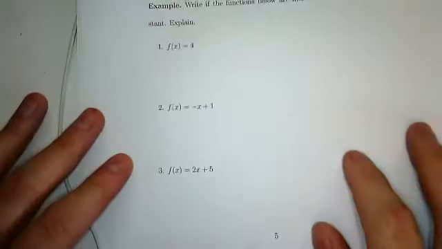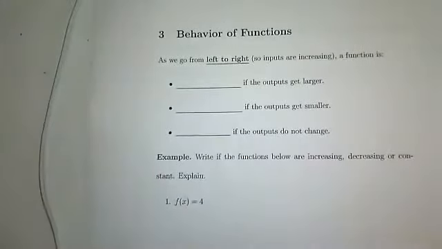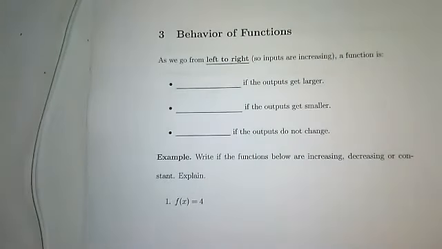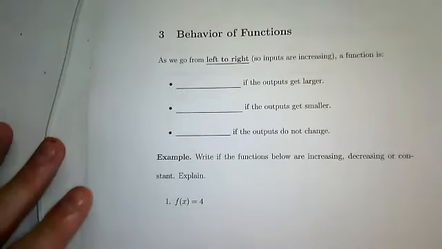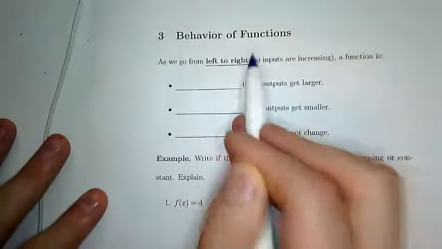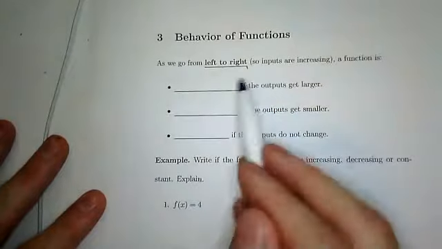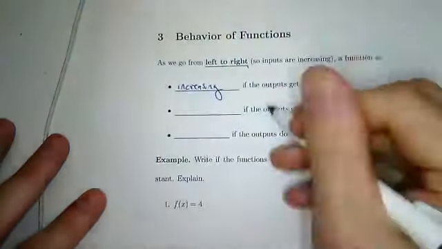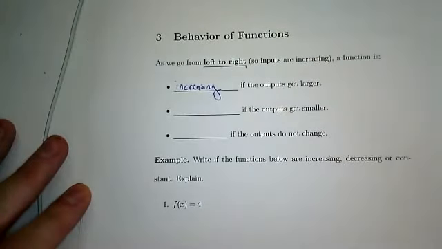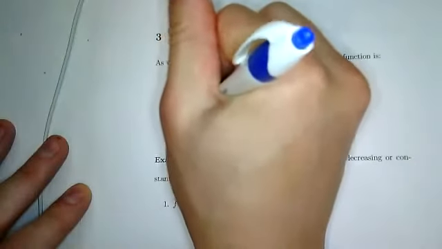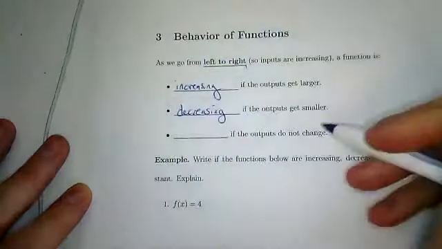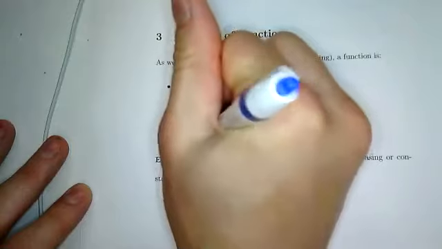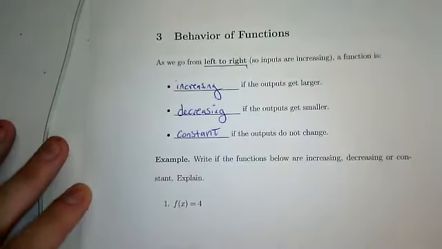All right, behavior of functions. I've been talking about this a little bit, but it's sometimes not clear to some people what an increasing or a decreasing function is. So I wanted to make it really explicit. As we go from left to right, so inputs are increasing, a function is increasing if the outputs get larger. It's decreasing if the outputs get smaller, and it's constant if the outputs do not change.